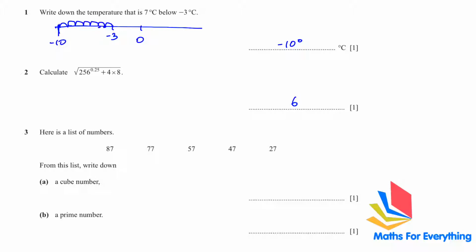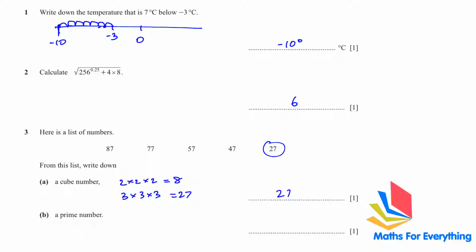Question number 3. A list of numbers have been given to us. From this list, write down a cube number. To find a cube number, we multiply the number by itself. So like 2 multiplied by 2 multiplied by 2 is a cube number. This will give us 8. 8 is not in the list. Then try the other cube number, 27. Yes, we have it in the list, so that is our answer.